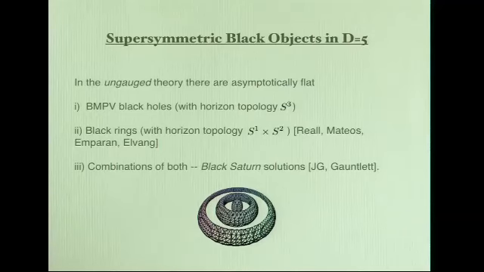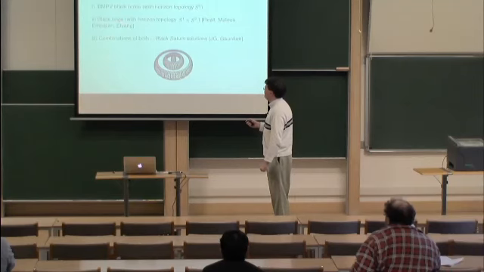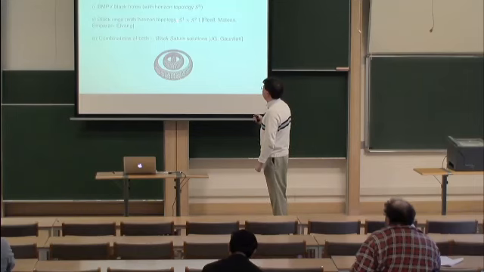So if I take minimal gauged supergravity in 5 dimensions, which is Einstein-Maxwell with the Chern-Simons term, there are a number of different solutions, all of which are asymptotically flat. There are the BMPV black holes, and these have horizon topology S3. And now we have the black ring solutions. These are in addition to the black holes, and have different horizon topology. There's a horizon topology which is S1 times S2, and these are due to Elvang, Emparan, and others.